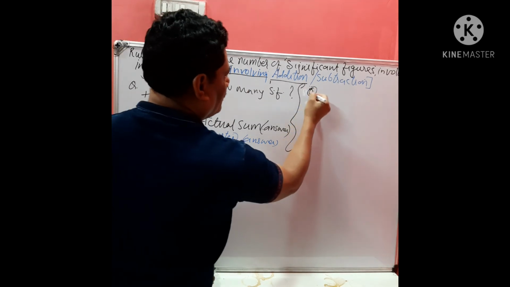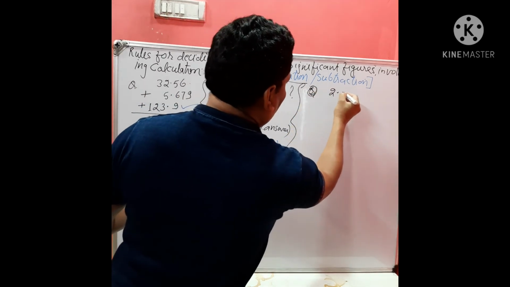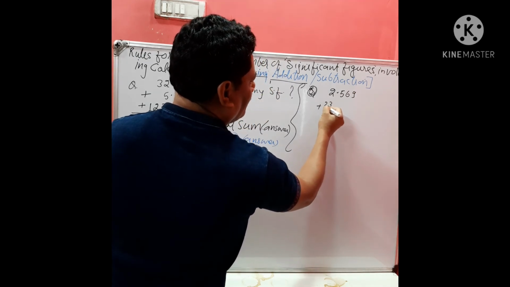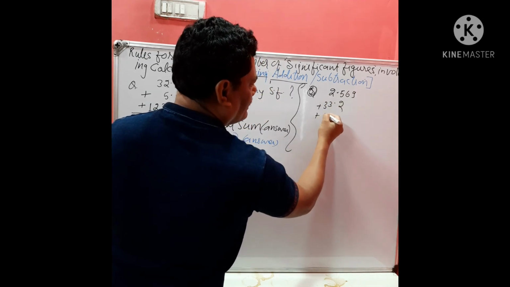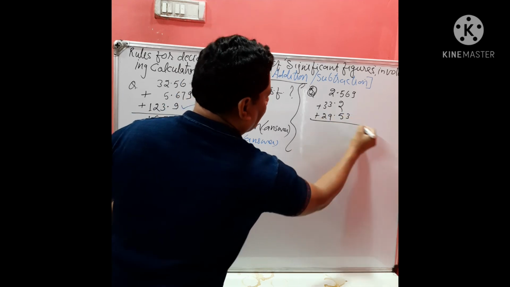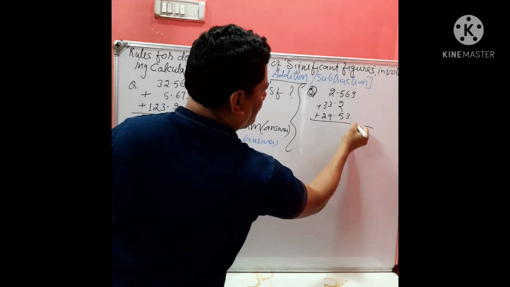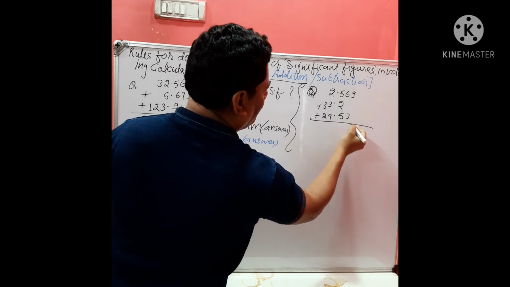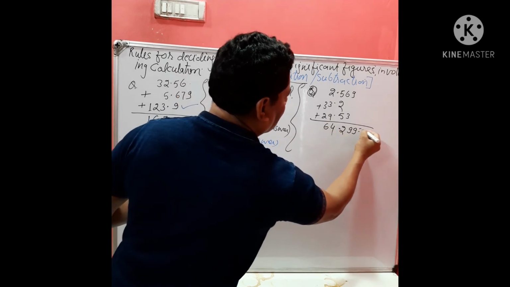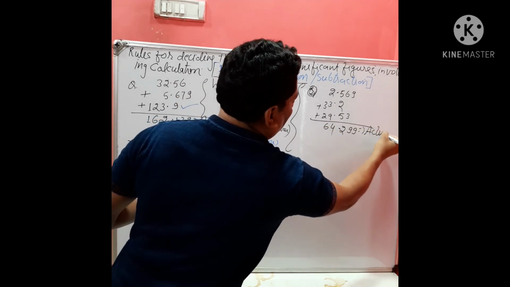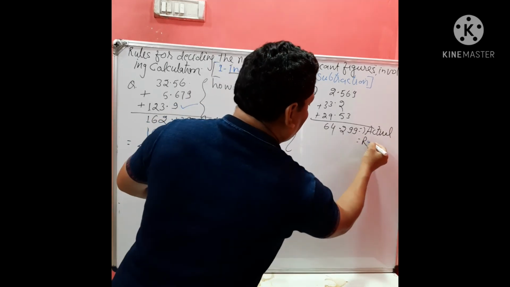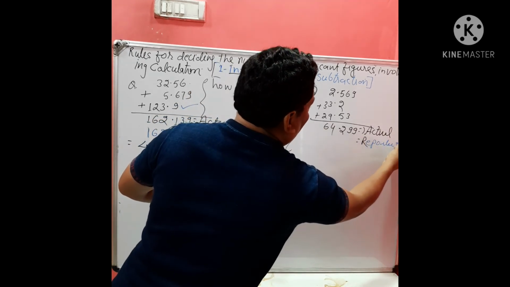Let me explain one more example. Example number 2. Question number 2: 2.569 plus 33.2 plus 29.53. That's it. Now take the actual sum. This is 9, 9; 2, 2, 3, 5, 9, 14; 3 to 5, 1, 16. This is called the actual sum. But what will be reported? The reported answer will differ.